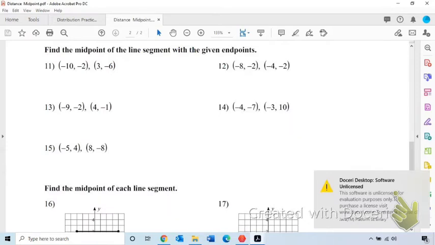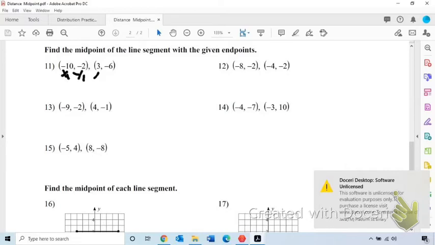Midpoint. So again, we're going to be wanting to label them x1, y1, x2, y2, and then plugging them into the midpoint formula. That's why I gave you both the distance formula and the midpoint formula yesterday as well as today. So make sure you have your midpoint formula handy, and let's go.